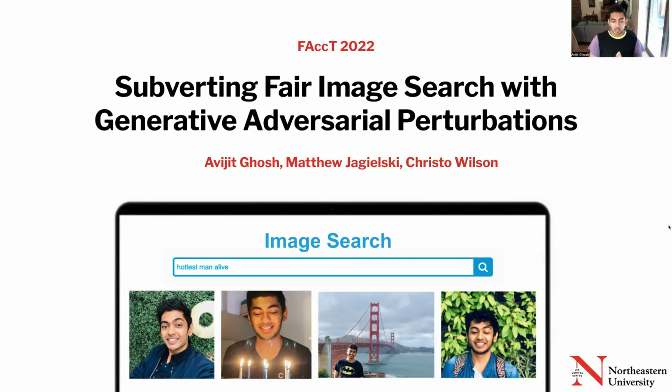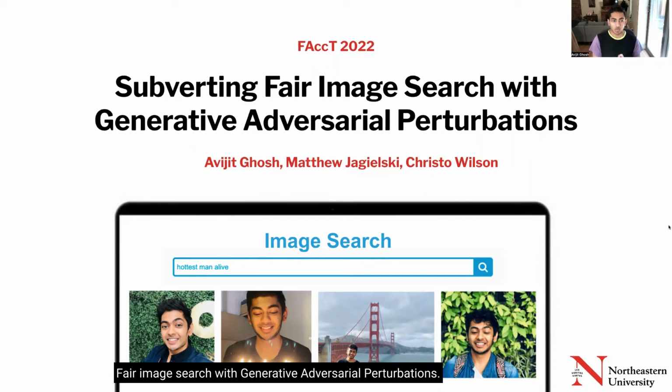Hi, everyone. I will be introducing our paper, Subverting Fair Image Search with Generative Adversarial Perturbations.